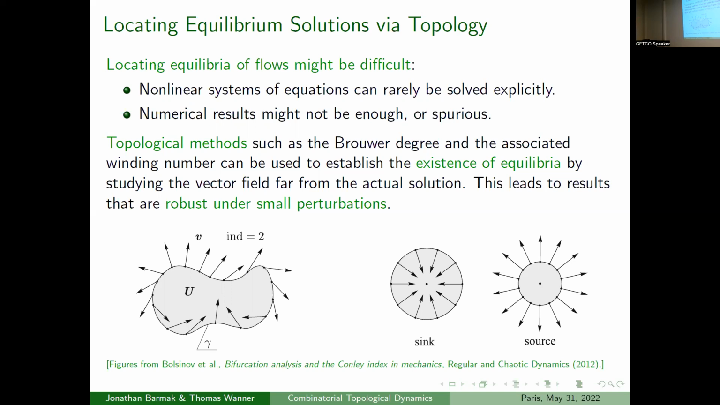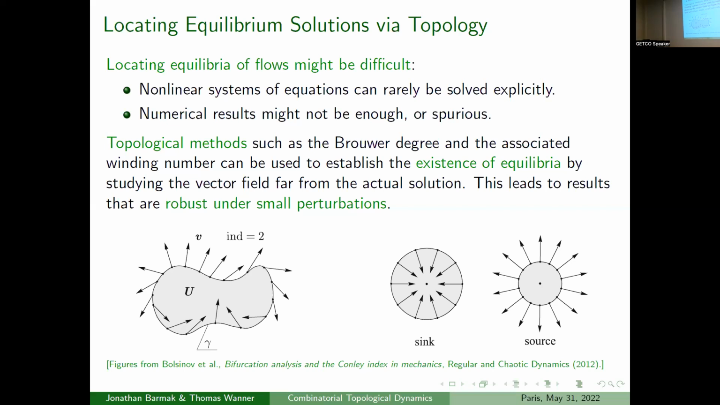And how does this work in practice? This is something that I'm sure all of you have seen. If I would like to prove that somewhere in here I have an equilibrium solution for my flow, I can find a curve that encloses that potential equilibrium solution, and I just study the vector field along that curve. If I compute the winding number and that winding number is not 0, there has to be an equilibrium solution.